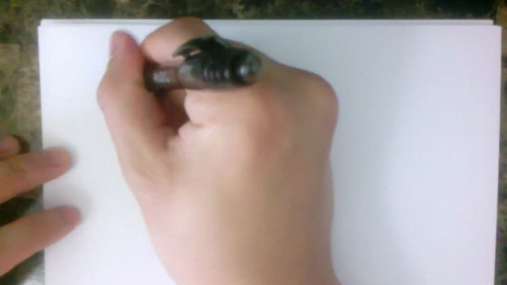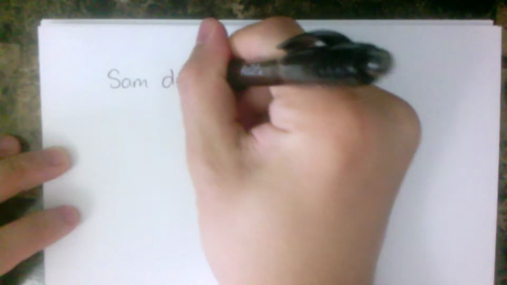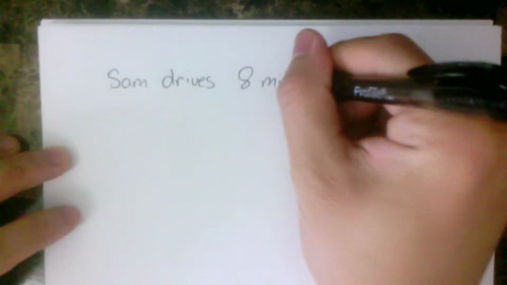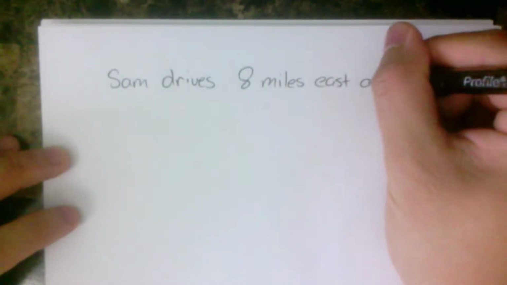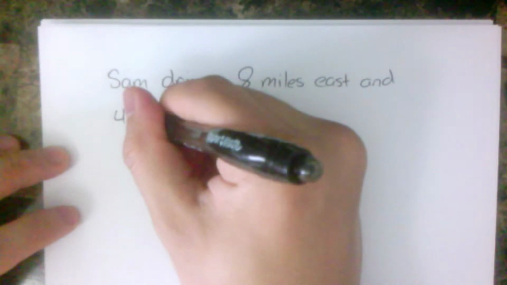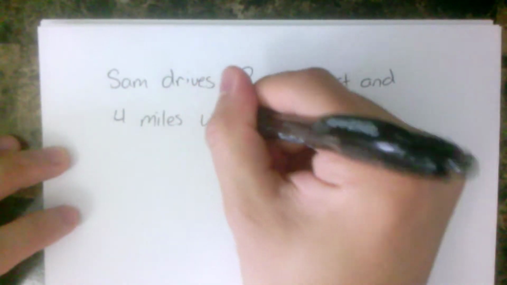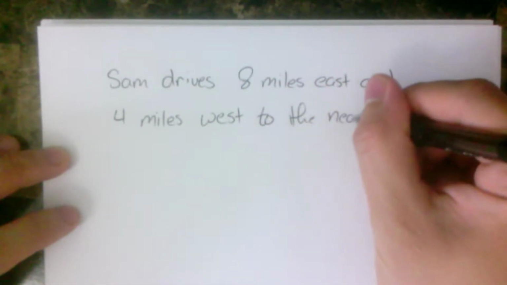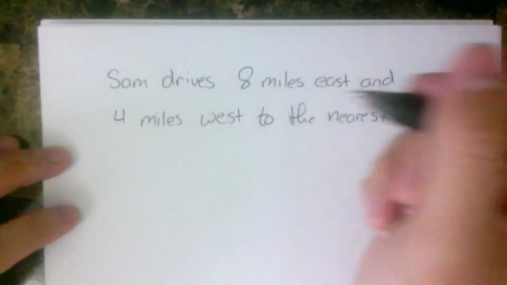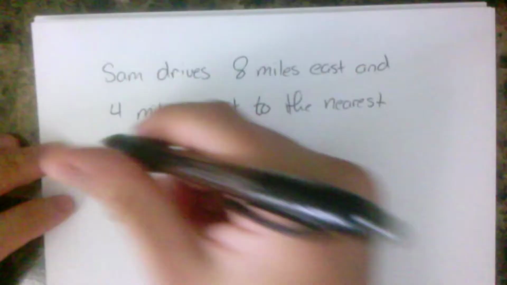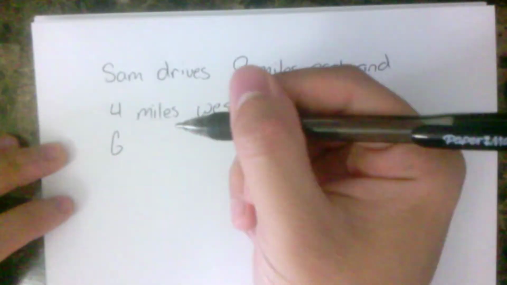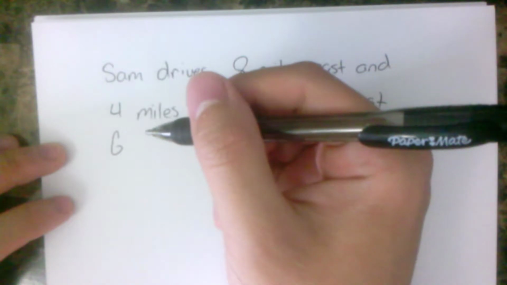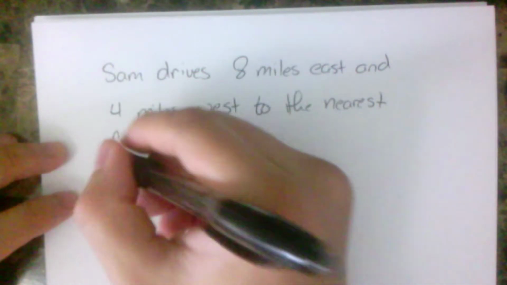Sorry, that's some old work. A word problem could look like, Sam drives 8 miles east and 4 miles west to the nearest McDonald's. I don't know. I don't want to go to McDonald's. I want to go to like Checkers. I haven't seen... That's a G. That's a restaurant that starts with a G. I don't know why I started writing a G. Grill House.